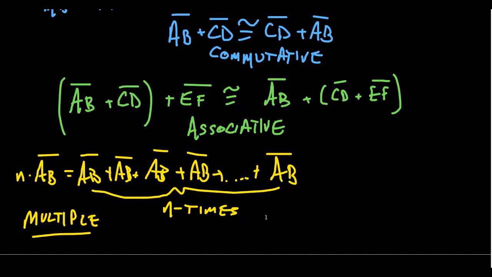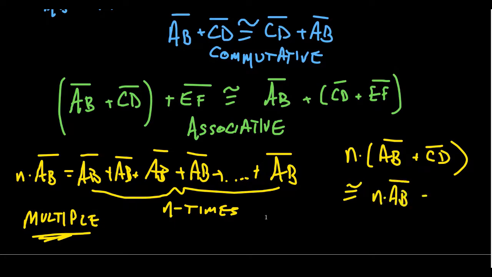with this definition of multiples, then we have a distributive property in play right here. If you have n times AB and you have CD right here, this is going to be congruent to the segment n times AB plus n times CD. So we have the distributive property in this situation because we have a notion of bound multiplication.